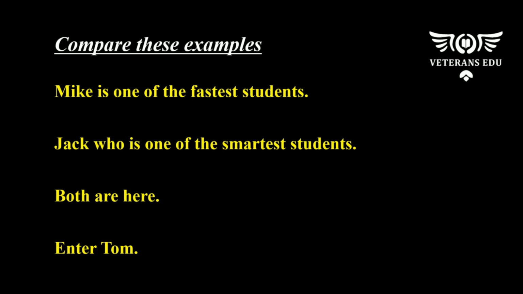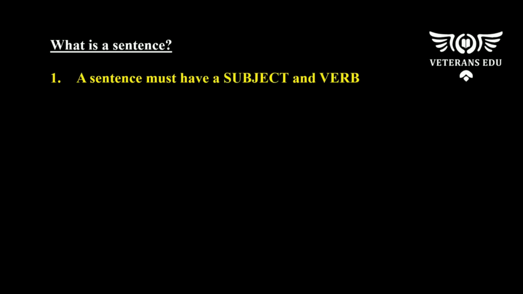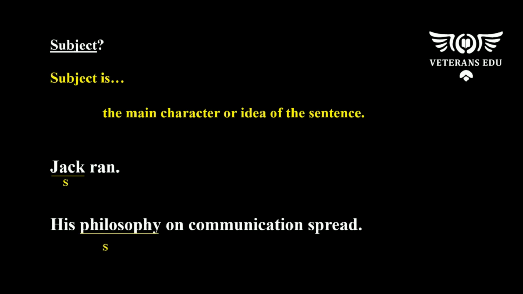So, what is a sentence? A sentence is something that expresses an idea and has a subject and a verb. Our next question is, what is a subject? Simply put, the subject is the main character or the idea of the sentence. For example, in the movie Harry Potter, the main character is Harry Potter, right? In the same sense, in a sentence, there's always a main character, and we call that the subject. It can be a person, an object, or an idea.